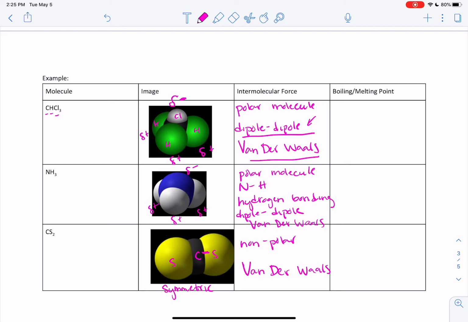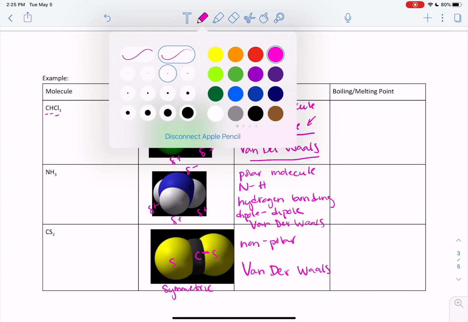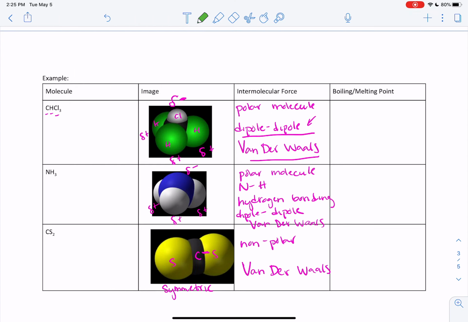Hydrogen bonding we know is the strongest. So NH3 is the only one with hydrogen bonding. So this has the strongest IMF. Okay. Then this one here has dipole-dipole and van der Waals. Okay. So dipole-dipole is not as strong as hydrogen bonding, but it's the second strongest. So this is sort of the middle intermolecular forces. And then CS2, it only has van der Waals. Okay. And those are the weakest. So this has the weakest intermolecular force.